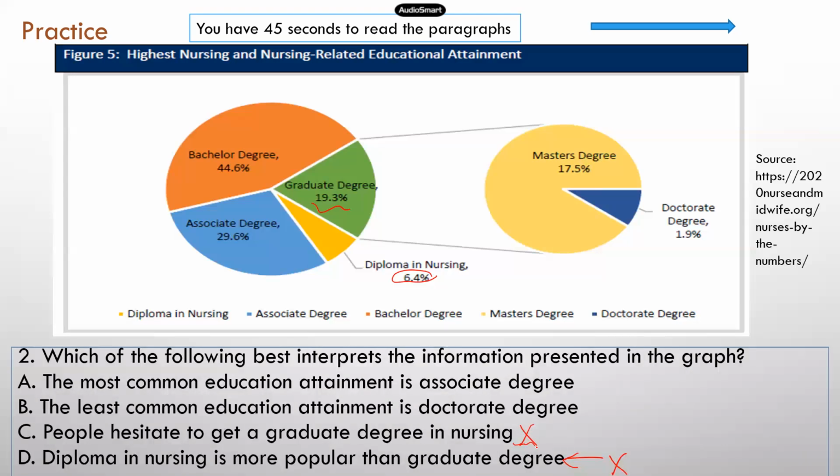to get a graduate degree in nursing. Okay, B, the least common education attainment is doctorate degree. So let's look at that. Doctorate degree, that's 1.9%. And it is lower than all the other numbers, right? So that is the correct answer. What about A? The most common education attainment is associate degree. Not really, right? This is almost 30%, but almost 45% had bachelor's degree. So that's going to be the most common one, bachelor's degree. So A is not correct either. All right, so the correct answer is B.